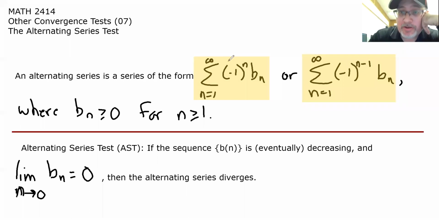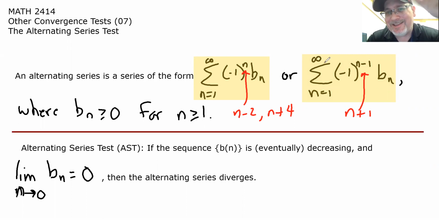It can be n plus 1, n plus 3, or n plus or minus any odd number. And this doesn't just have to be n, it can be n plus or minus any even number. So it could be like n minus 2 or n plus 4. But usually it'll be n plus 1, or n minus 1.